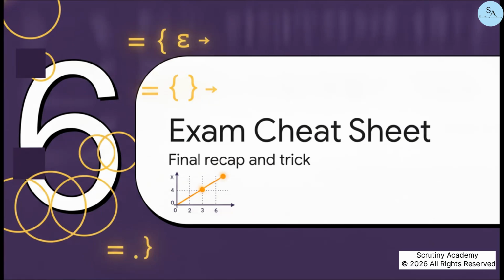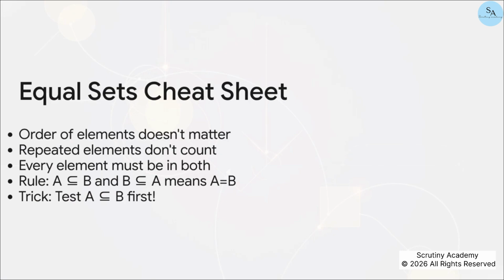Section 6. Your exam cheat sheet. Let's do a final recap and I'll share a special trick. Okay, here is your 5-point cheat sheet. Number 1, order of elements doesn't matter. Number 2, repeated elements don't count. Always drop those duplicates. Number 3, every element must exist in both sets. Number 4, the master formula. Remember the shorthand. If A is a subset of B and B is a subset of A, that means they are perfectly equal. And number 5, here's your surprise exam trick.